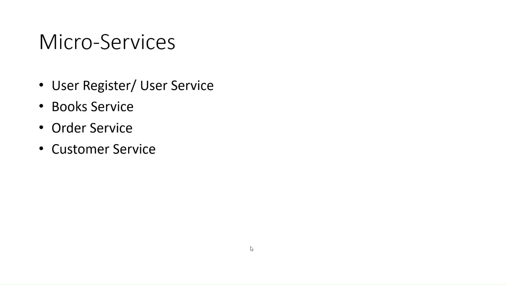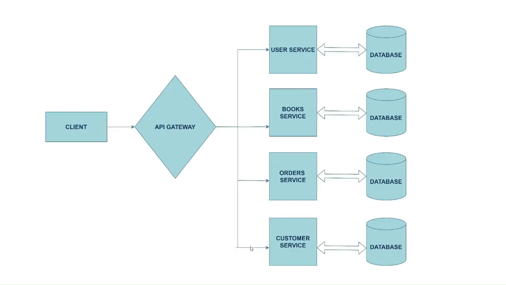So before deep diving into the demo, let's first take a look at the flow diagram for the application. So as you can see in the flow diagram, we have four microservices. Each microservice has its own separate database, and then there is a common API gateway, and then there is a client. So for the client, for accessing these microservices, for now we will be using Postman.